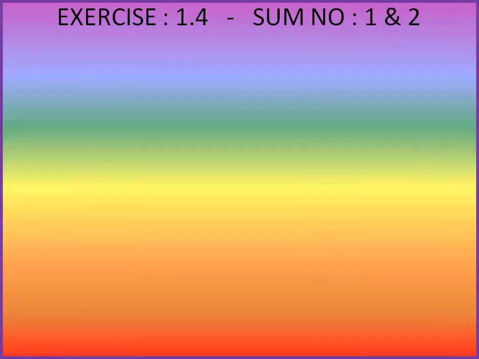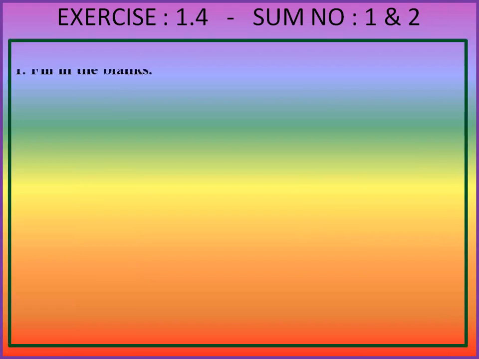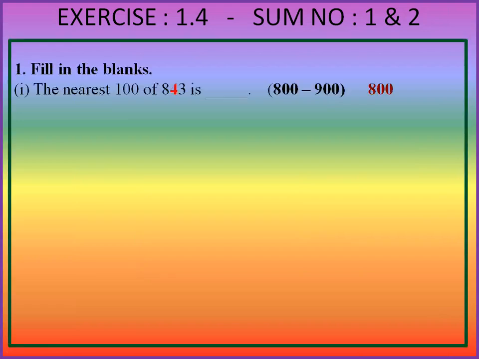Okay. Now we move on to the exercise sums. Fill in the blanks. The nearest 100 of 843 is. Nearest hundreds, so the answer should be either 800 or 900. Since the tens place is 4, you have to replace both the values by 0, 0. So your answer is 800.